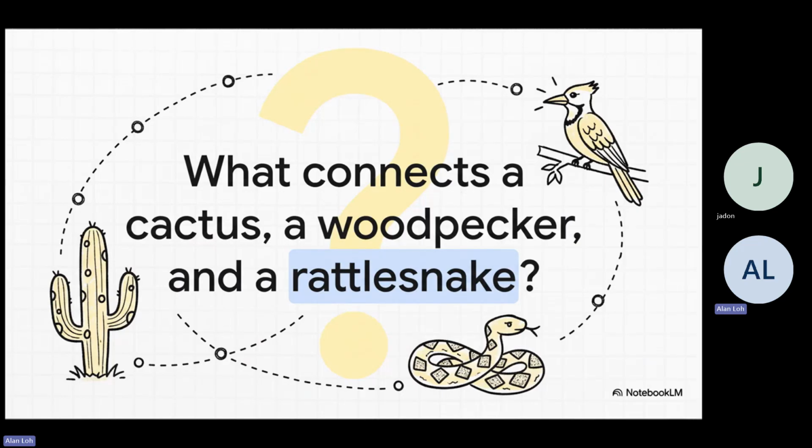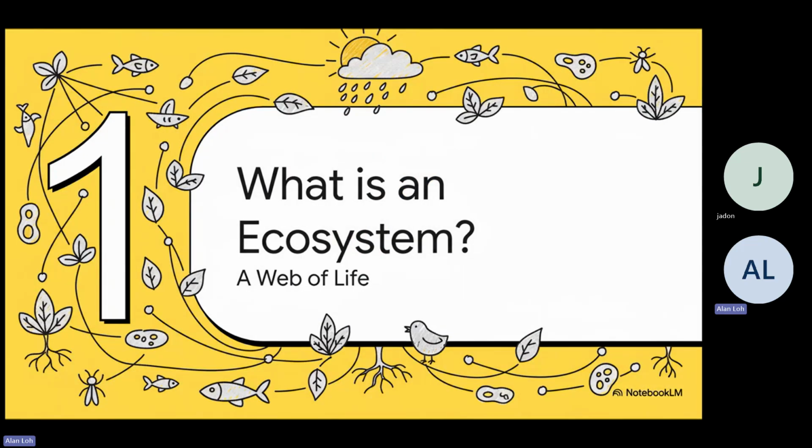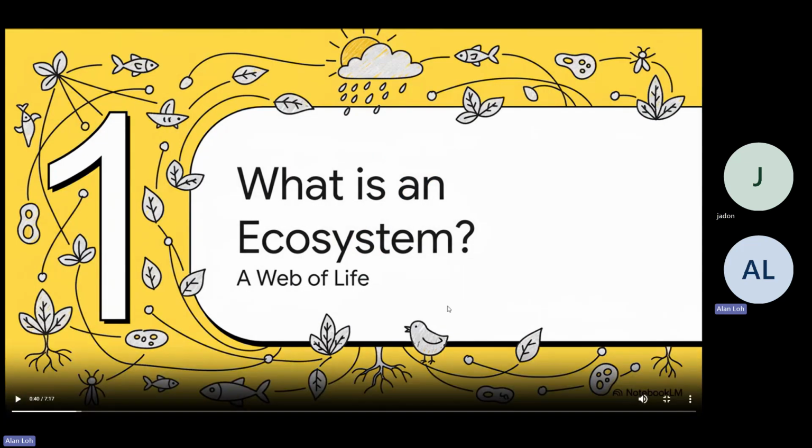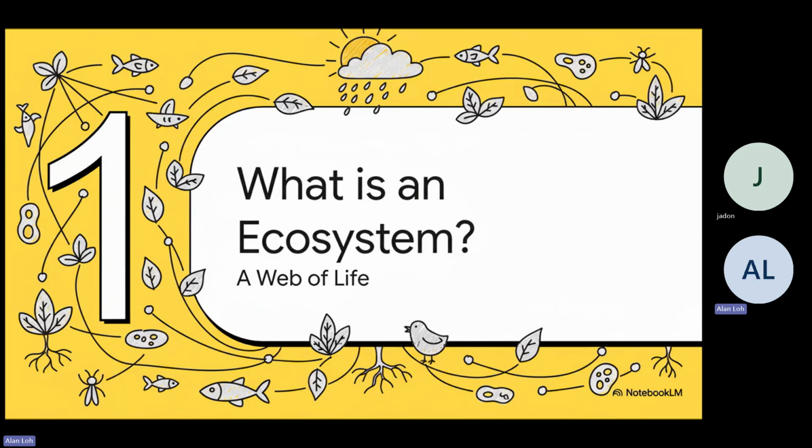It sounds like the start of a bad joke, right? But it's not a riddle. The answer actually shows us something really fundamental about how nature works. Understanding their connection is the key to understanding, well, everything. And the answer to that question, the thing that ties it all together, comes down to one single, powerful idea: the ecosystem. It's so much more than just a place.